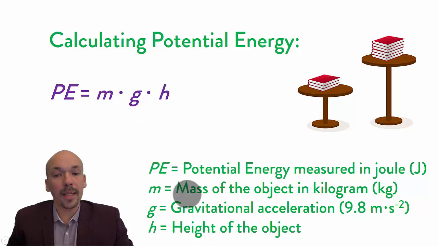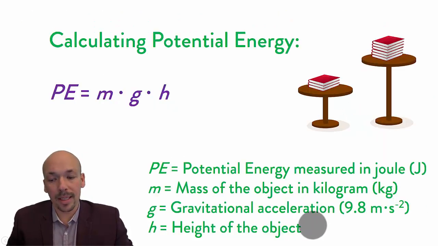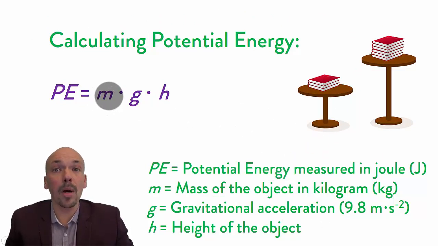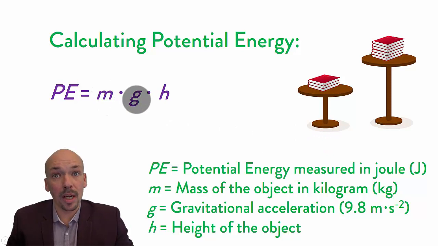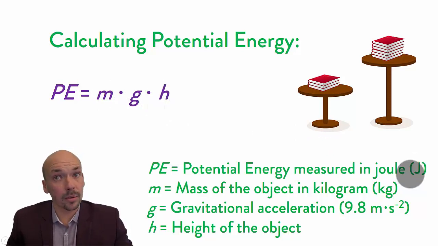And this one, the h, is the height of the object, and that one is in meters. I forgot to put it here, but that's in meters. So we have this, the mass in kilograms. This one is the number 9.8, and this one is in meters. And the potential energy is in joules.